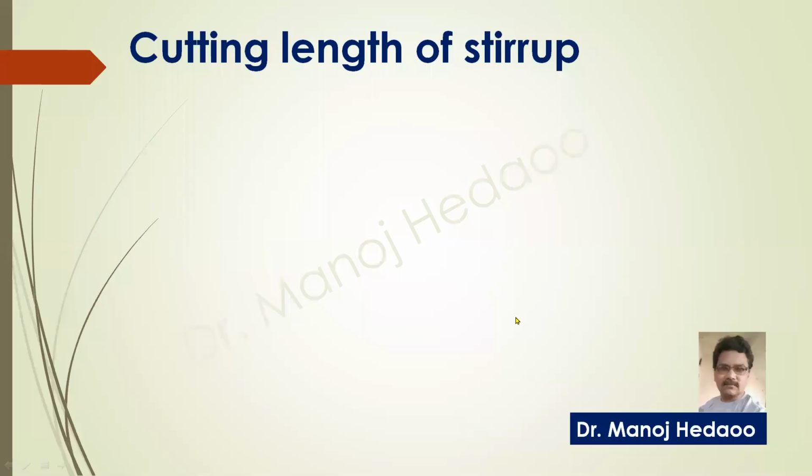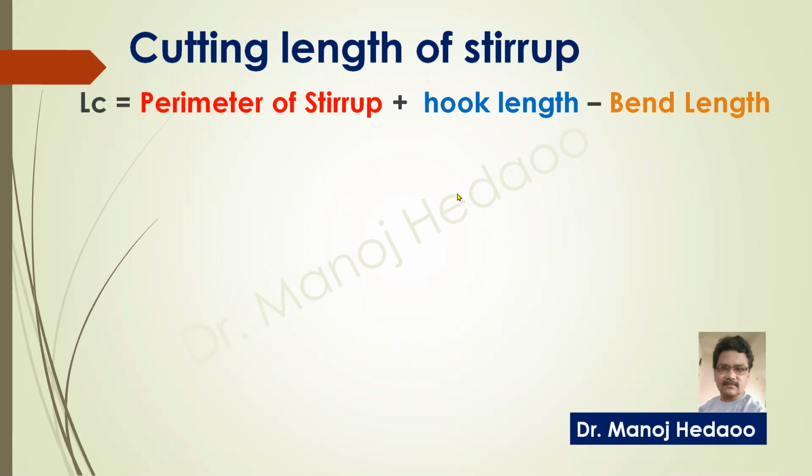Now friends, here is how to calculate the cutting length of the stirrup. We know cutting length is equal to the perimeter of the stirrup plus hook length minus bend length. All these three we have already calculated. The perimeter is 2 into (A plus B) plus 4D, hook length is 2 into 10D, and minus bend length, that is 12D.